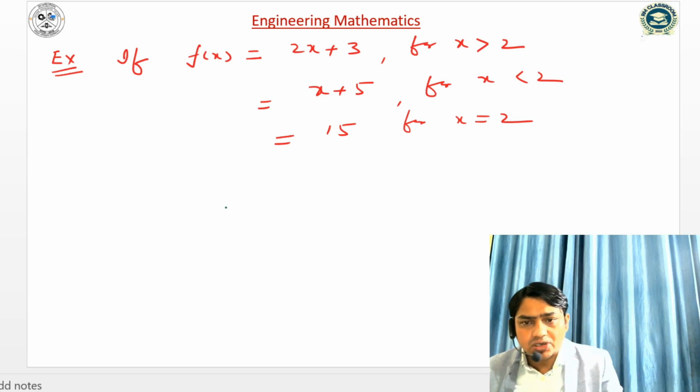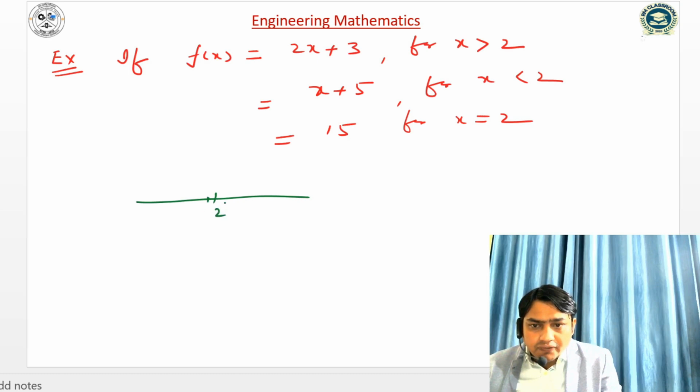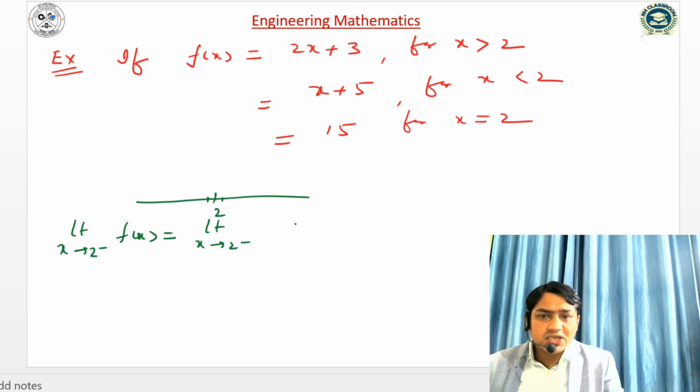So the same thing we have to apply. What is the condition for continuity? First we have to check the limit. Here, this is 2, so just the neighborhood of the left-hand portion and right-hand portion. Limit x tends to 2 minus of f(x): when x is less than 2, the function is x + 5, so it will be 2 + 5 = 7.